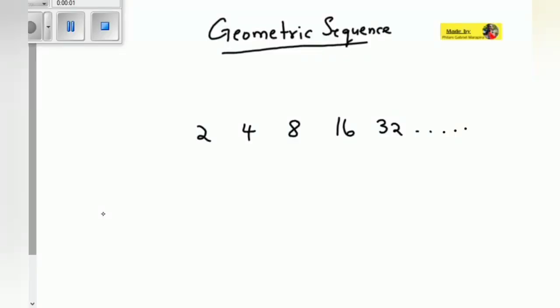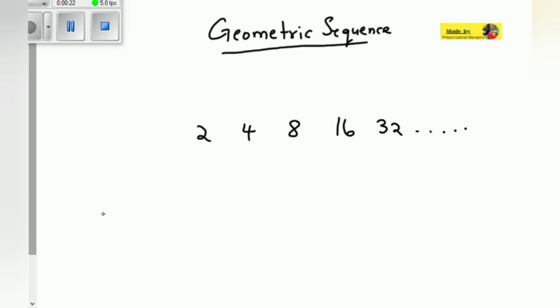Hello, let us talk about a geometric sequence. So a geometric sequence is also a type of number pattern, but this one is different from an arithmetic sequence. Remember, last time in our previous video, we talked about an arithmetic sequence being a sequence that has a constant difference. But here we go to a geometric sequence.